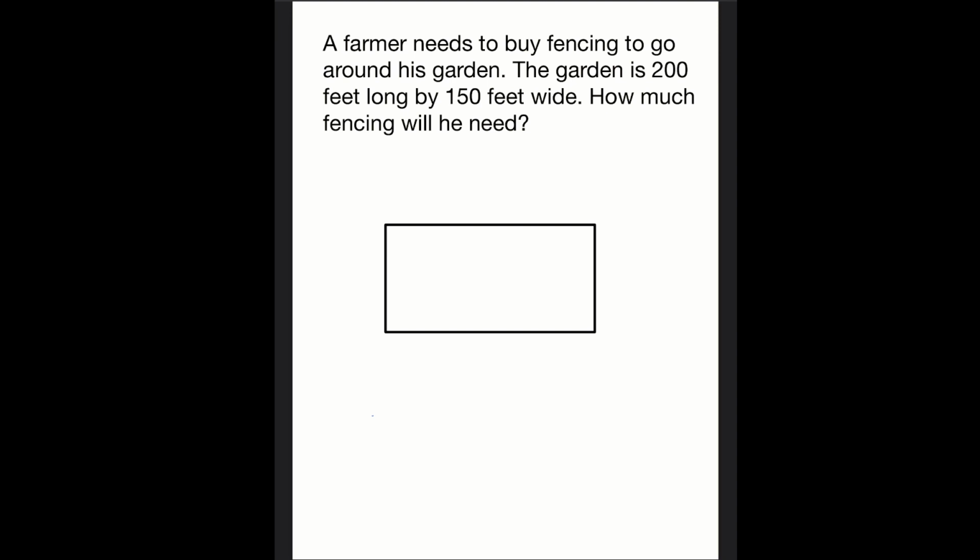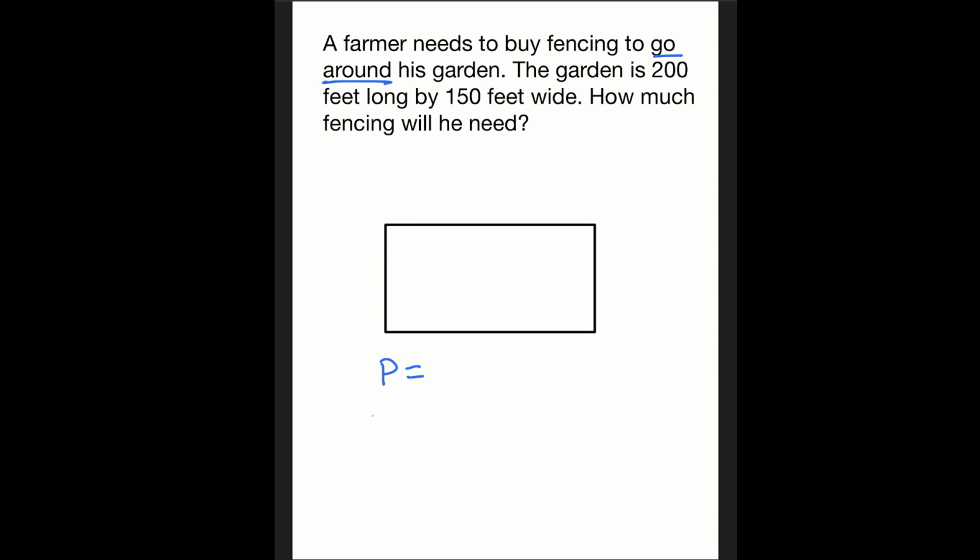Okay, so now let's solve a couple of these word problems. We'll read this first one. It says, a farmer needs to buy fencing to go around his garden. The garden is 200 feet long by 150 feet wide. How much fencing will he need? So in this first sentence, if we look at the words go around, we could take that to mean that he's trying to find the perimeter. So we know that we're going to be finding the perimeter for this.